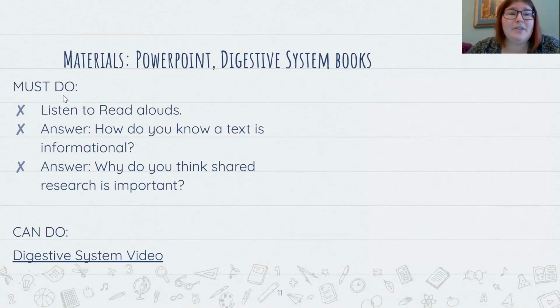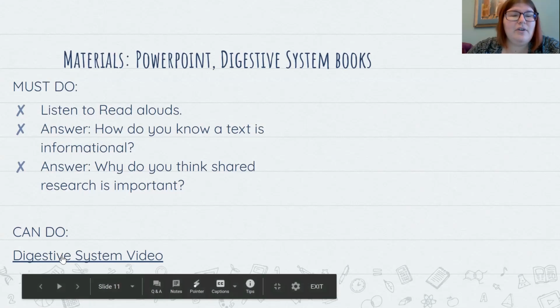So your must-dos, let's read them. Listen to read alouds. That's that first yellow slide I told you about. You're going to have to answer, let's read together, how do you know a text is informational? We covered that a couple of times inside of this lesson. And then you're also going to need to type an answer. Let's read. Why do you think shared research is important? And then something that you can do is watch this digestive system video.